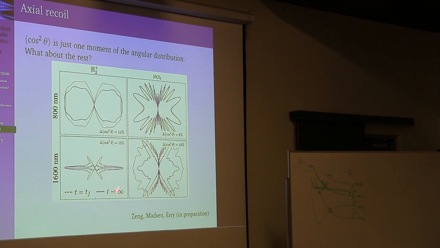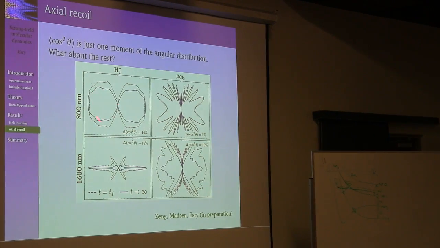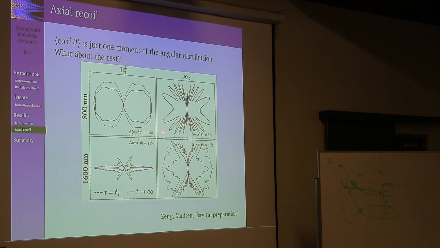The dash is at the end of the pulse, and the solid blue line is at the detector. These have the same shape, but clearly the width is different. The cosine squared theta changes by 14%. These actually look pretty good, right? Those match pretty well in that case, but this one is fairly dramatically different.